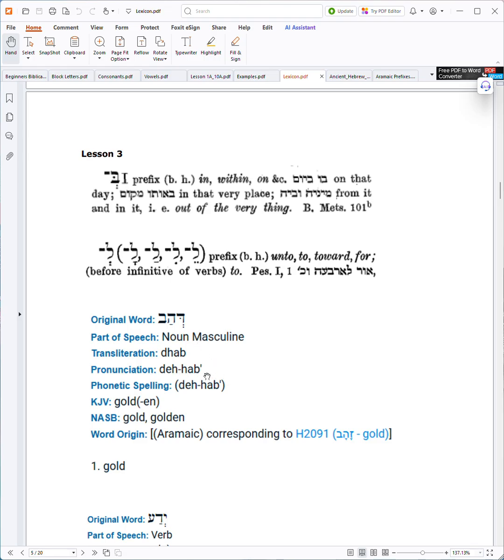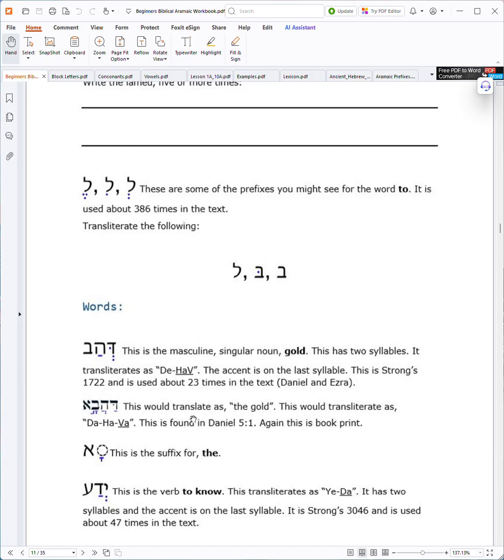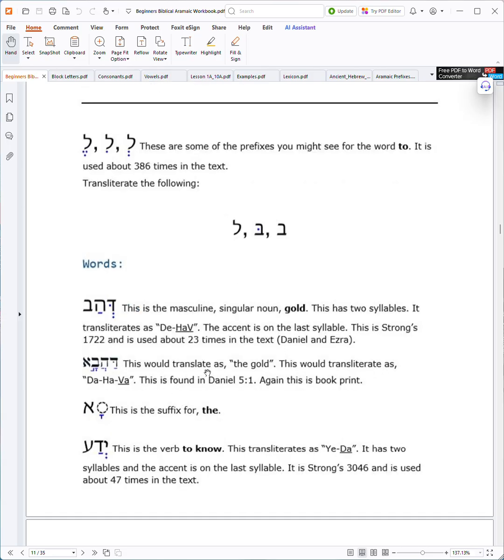See, they did a B instead of a V. So that's that other transliteration. And it's the word for gold. Okay? So then here we have, this would transliterate as the gold.